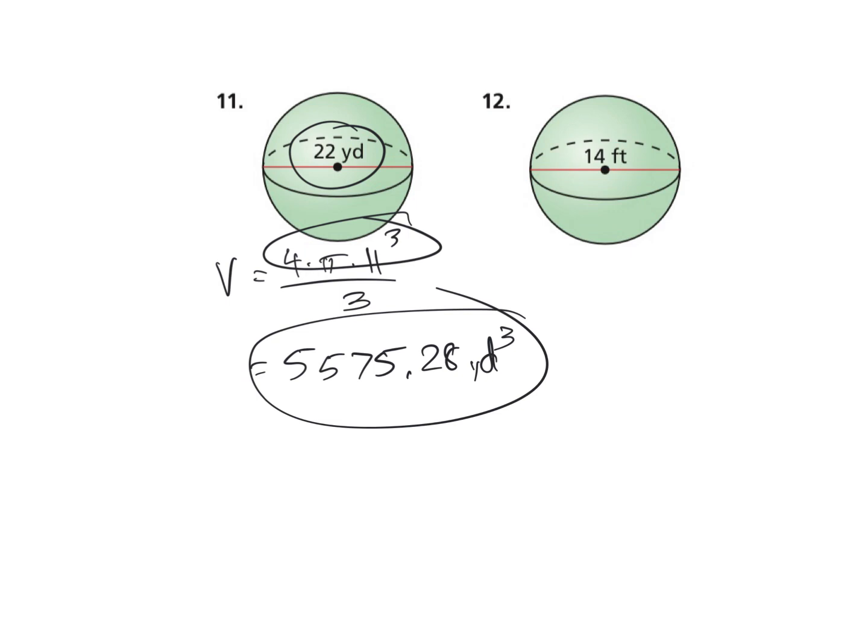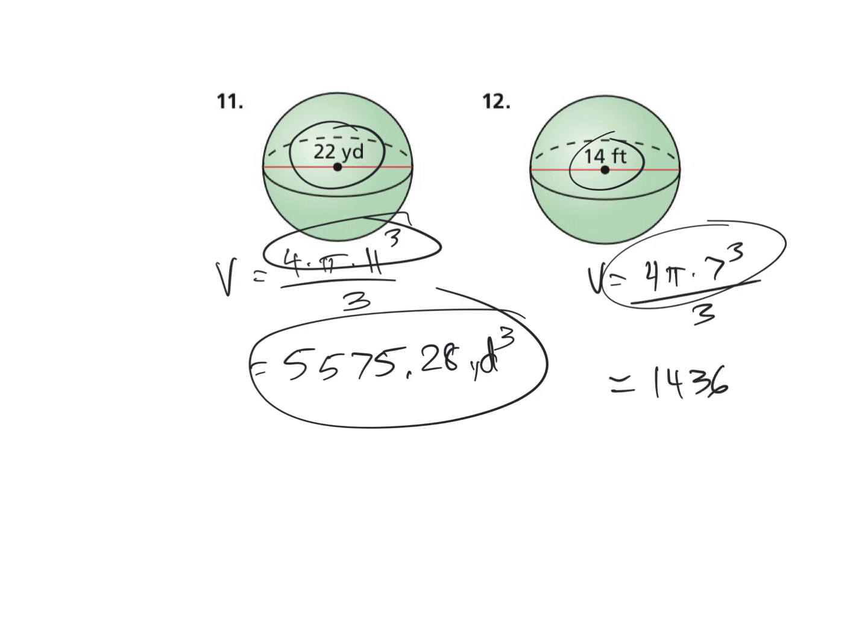Number 12, again, they give us the diameter. So the radius is 7 over 3. So again, do the top and the exponent first. 7 cubed times pi times 4, and then divide by 3. 1,436.76 cubic feet.